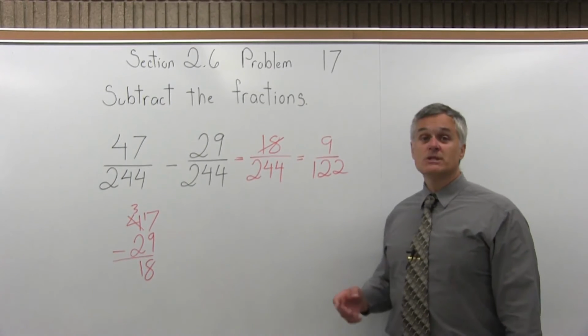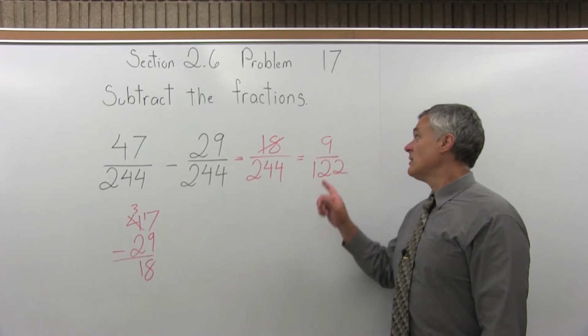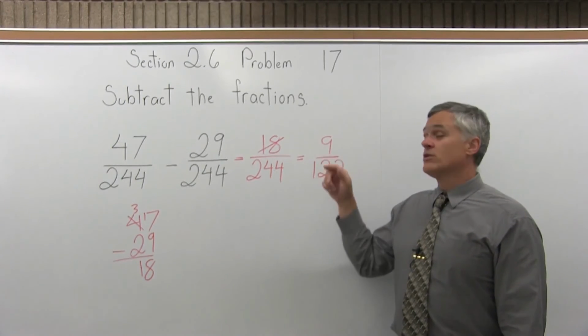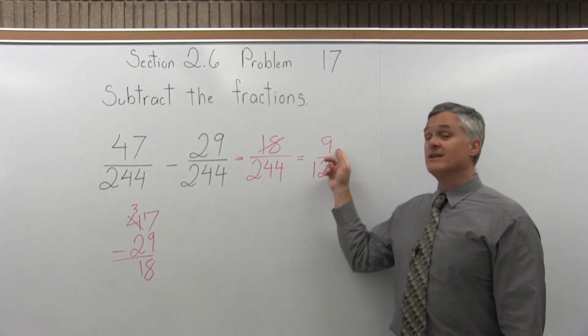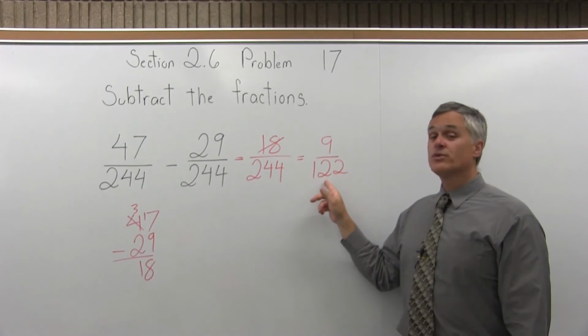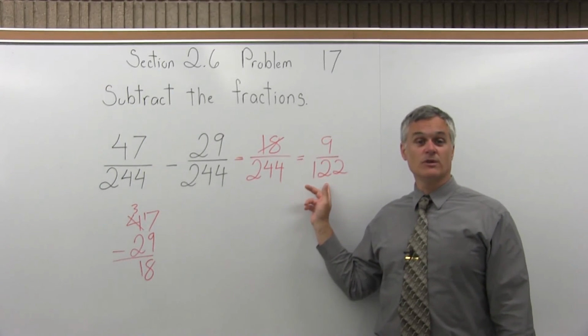Now, can I reduce that any further? Maybe I can. Well, I can't reduce by 2 because the 9's not even. So 2's out. 3 might work. 3 goes into 9 evenly. In fact, the only way to make a 9 really is 3 times 3 with whole numbers. Will 3 divide into 122 evenly?